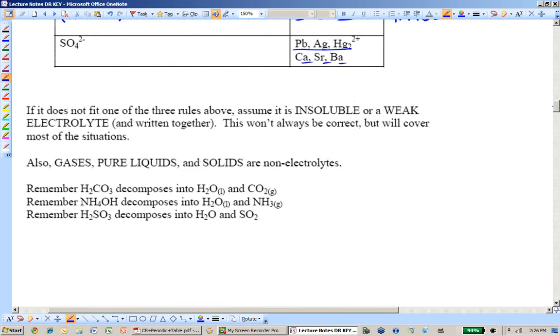If it does not fit one of the 3 rules above, then just assume it's insoluble or a weak electrolyte, but either way, you write it together molecularly. You do not ionize it. And I'm just telling you right now, it's not going to always be correct. That's why it's really hard to get 15 points on this, because you have to know way more than what fits in that little chart.